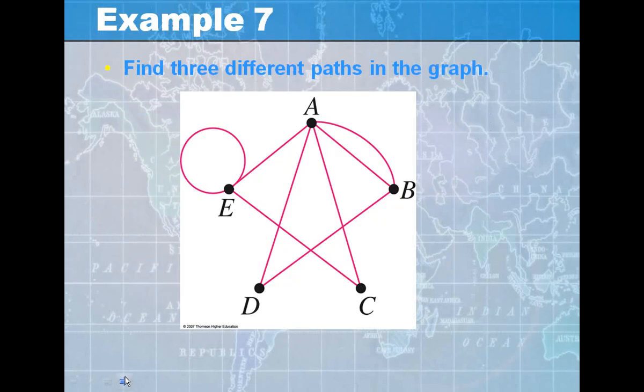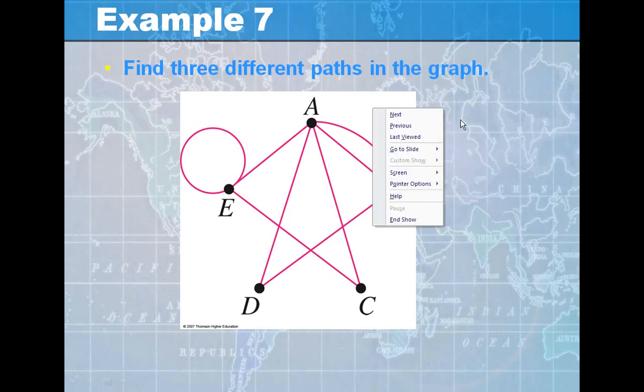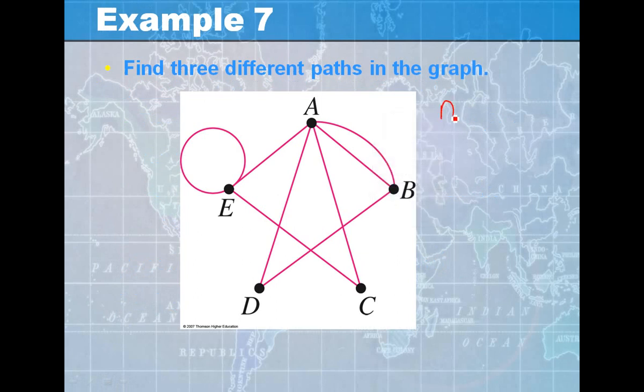So we can find 3 different paths on the graph. Let's say we're finding a path from A to B. You could simply go from A to B. That's a path. Or we could go A to D to B. Or we could go A, C, E, A, B.